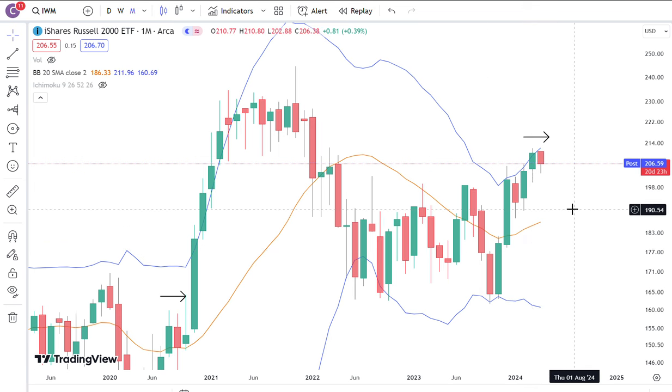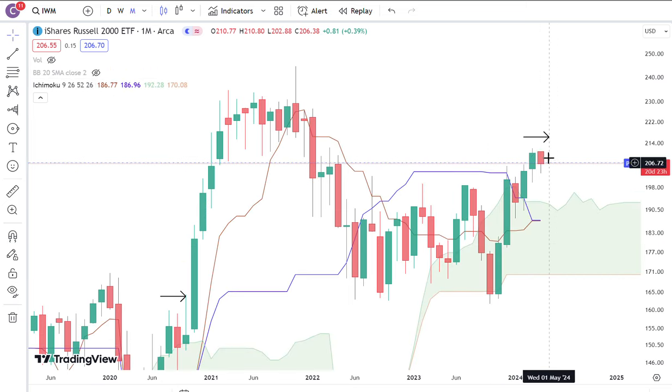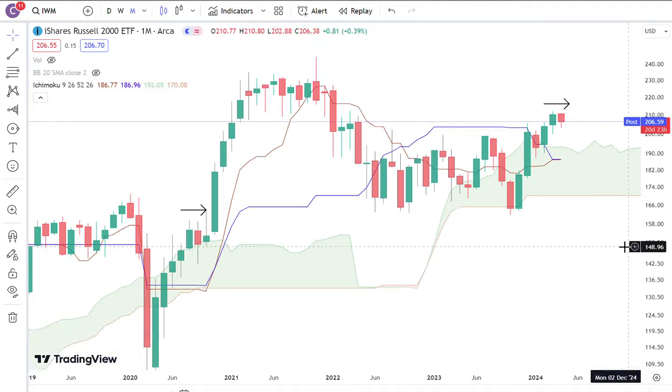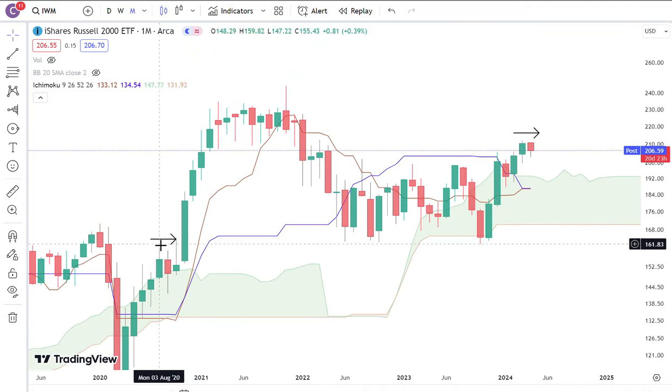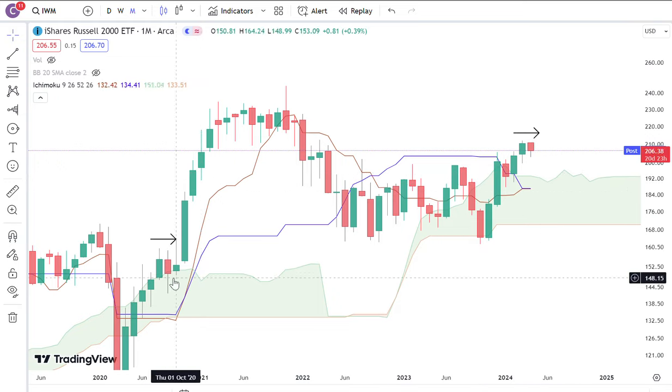The 20-month moving average is pointing up. We're not overextended on the Bollinger Band, although on the Ichimoku cloud it does look like we might be a little bit overextended. But at the same, or a very similar, spot that we were last time, things just kept going sideways maybe for another month before going up higher, right?